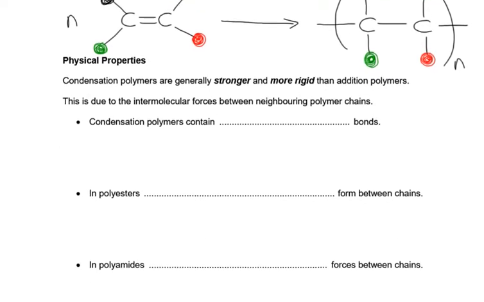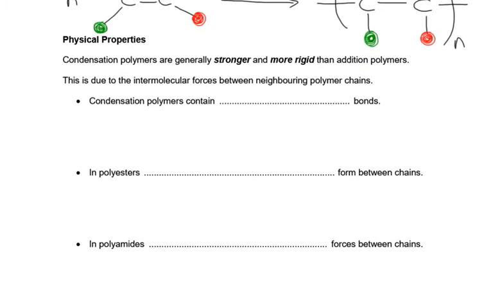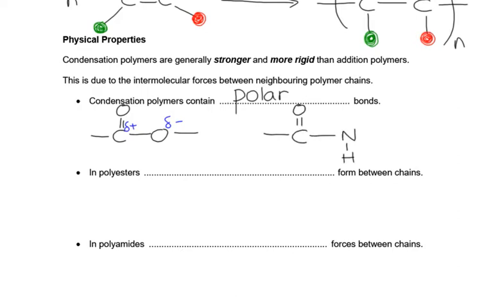So condensation polymers are generally stronger. They're generally a bit more rigid. And that's generally because of the different intermolecular forces that you might find. So condensation polymers contain polar bonds. We've got that C to an O in our polyester, and in our polyamide we've got the C double bond O to the NH.